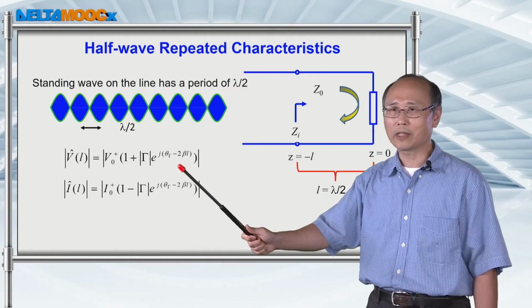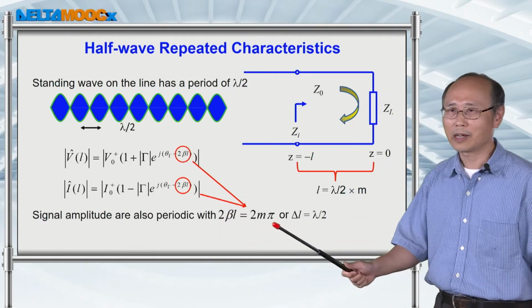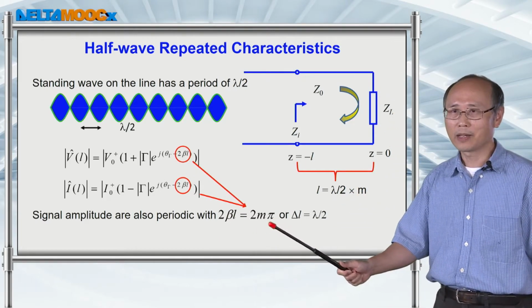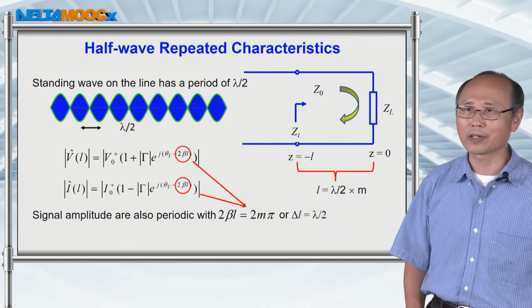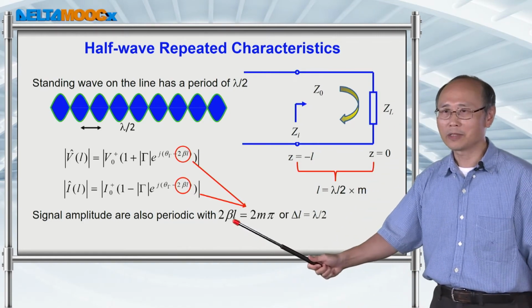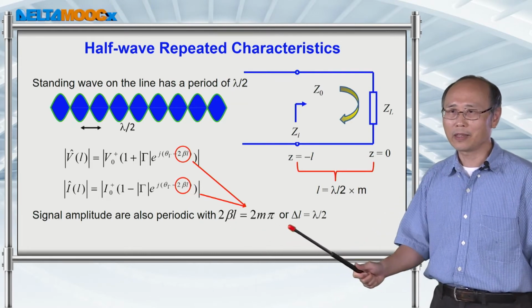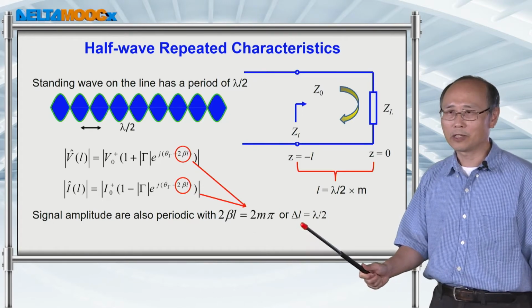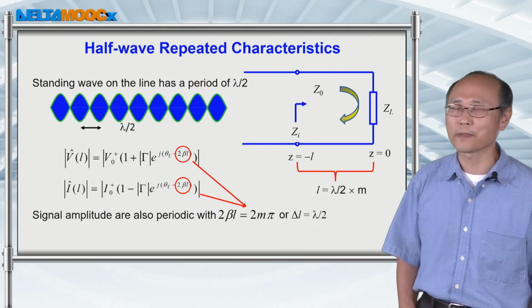So you can immediately recognize that this is a periodic function, because if 2 beta L is an integer multiple of 2 pi, the complex exponential will have a periodicity of 2 pi. And if you spell out beta equal to 2 pi over lambda, then the periodicity of 2 pi is equivalent to a section length of half wavelength on this transmission line.